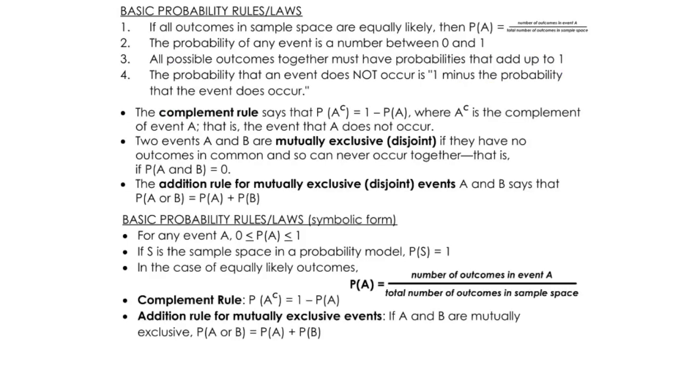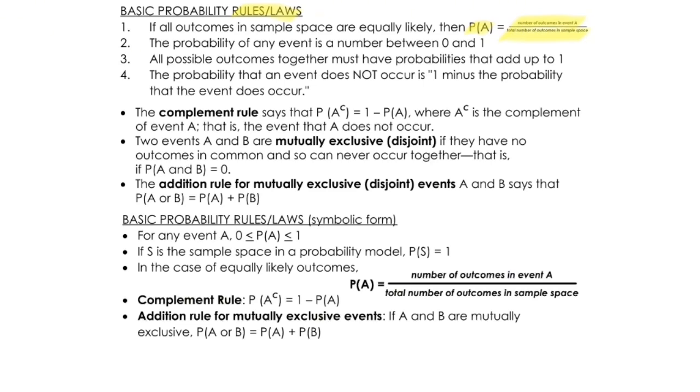But let's keep looking at some basic things that we're going to need in order to do some practice problems. So, basic probability rules and laws. Number 1, if all outcomes in a sample space are equally likely, then the probability of A equals the same thing from the previous slide. The number of outcomes of event A that you are looking for goes in the numerator, and the total number of outcomes would go in the denominator.